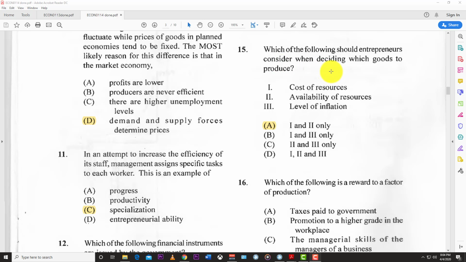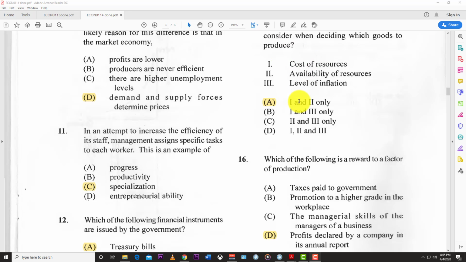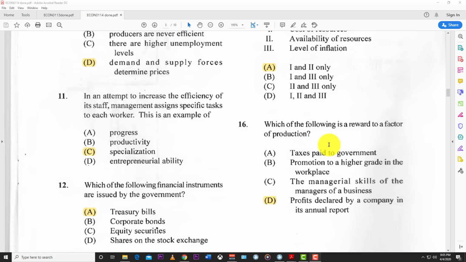Number 15, which of the following should entrepreneurs consider when deciding which good to produce? And the choices are 1, cost of resources, 2, availability of resources, and 3, level of inflation. And the best answer here is 1 and 2, which is A, the cost of resources and availability of resources.